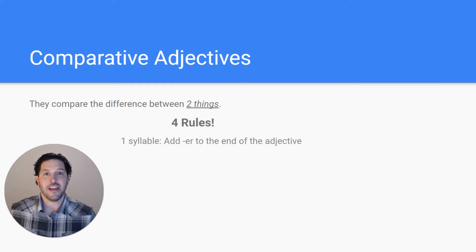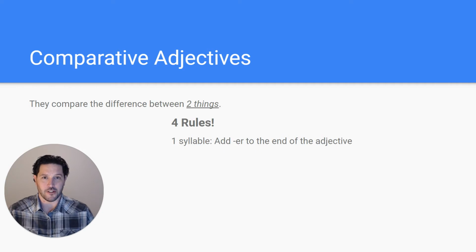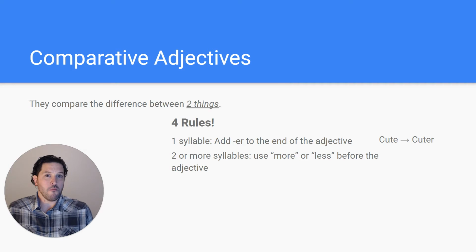All right, so there are four rules for making a comparative adjective. The first rule is one-syllable words. When you have a one-syllable word, usually, you just add ER to the end. So words like cute become cuter. Pretty good, right?